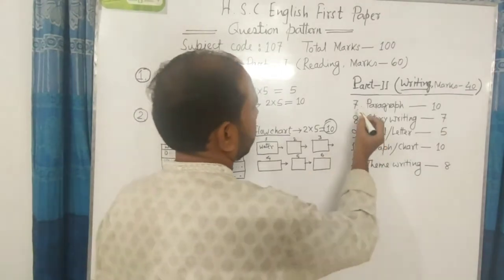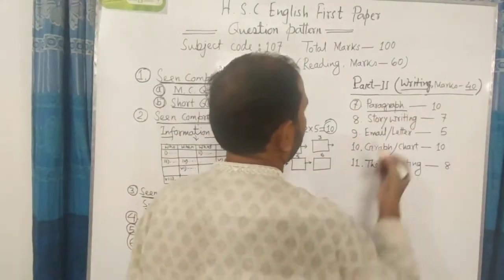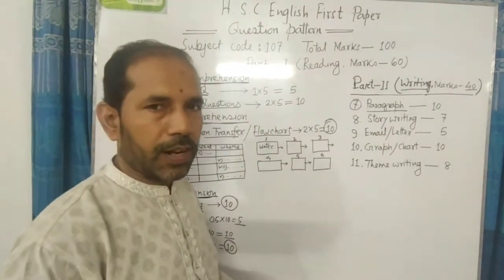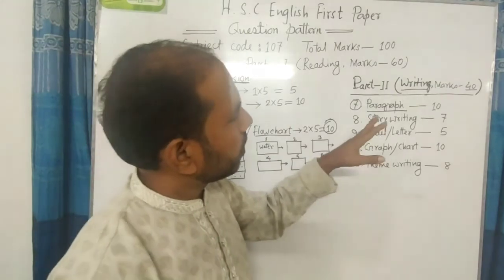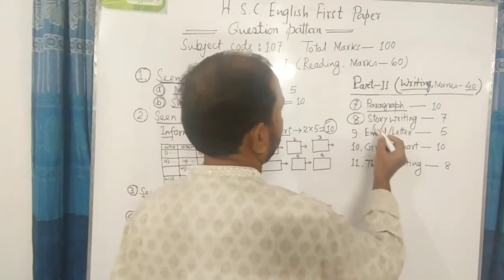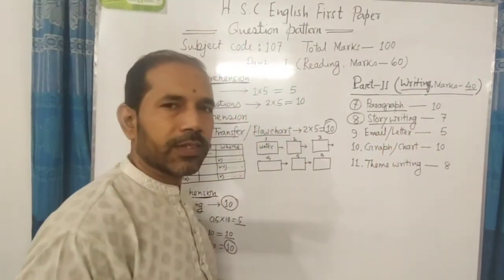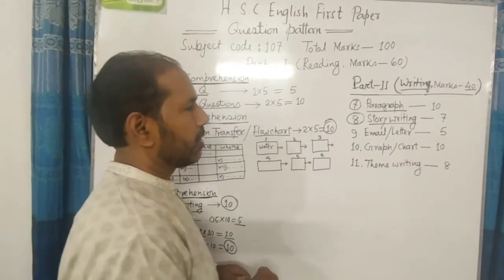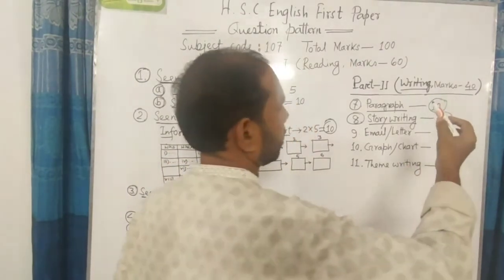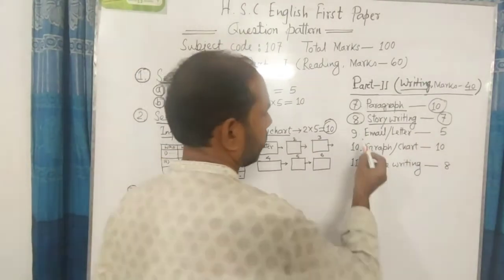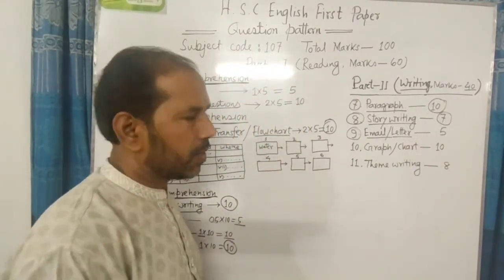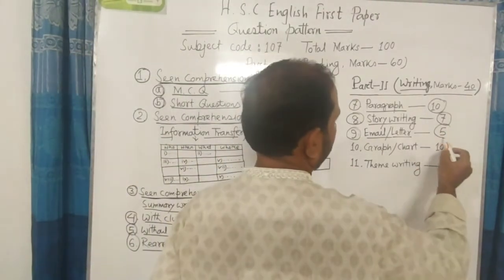In part 2, in question number 7, you will see a paragraph. This is natural, and the paragraph carries the marks 10. Okay. In number 8, you will see story writing. This is also common to you, and story writing carries the marks 7. Okay. In number 9, there will be an email or personal letter, and this carries the marks 5.